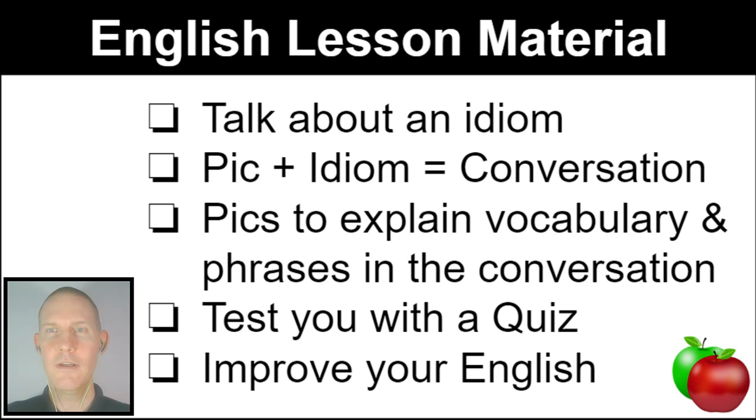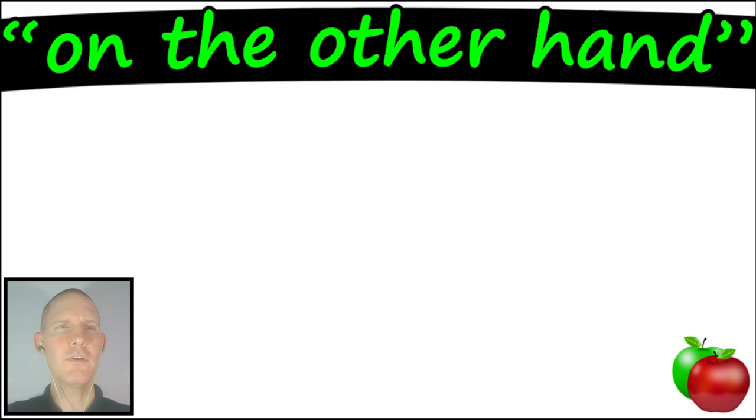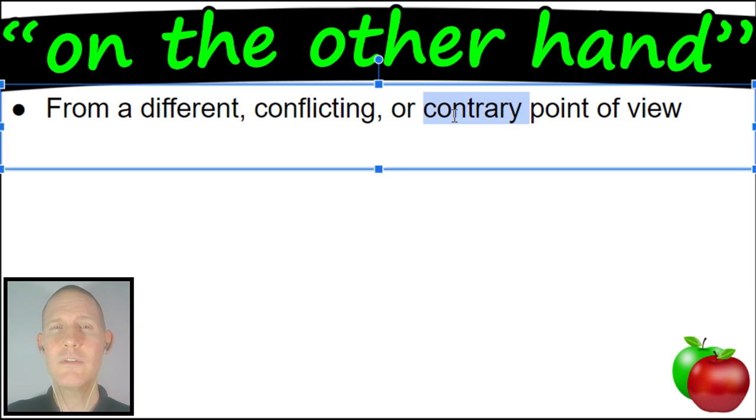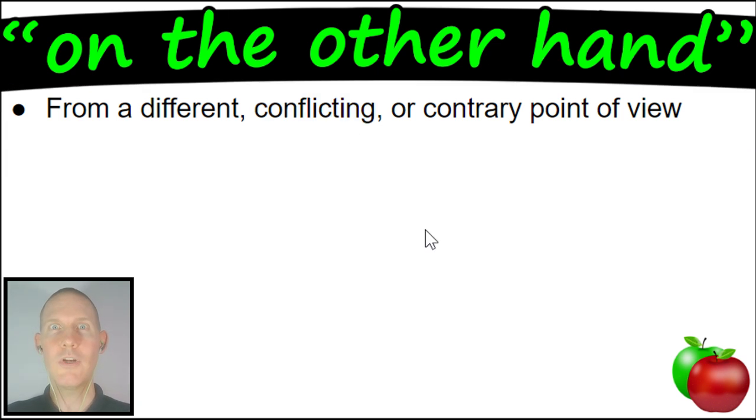Okay, so let's start with the idiom. The idiom for today is on the other hand. We need to talk about, what does this idiom mean? Well, when we use the idiom on the other hand, it means it's from a different, conflicting, or contrary point of view. So contrary is very similar to the word conflicting, and it just means different, right? So if I say I like chocolate ice cream, you might say, no way, I like vanilla ice cream. So you're conflicting. You have a different opinion or a different perspective.